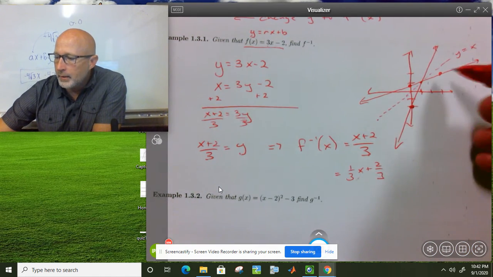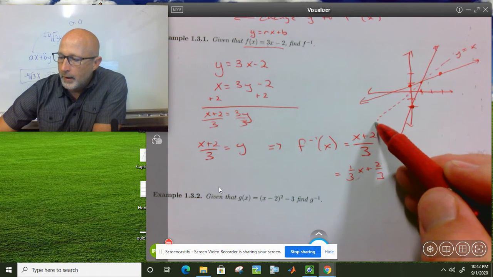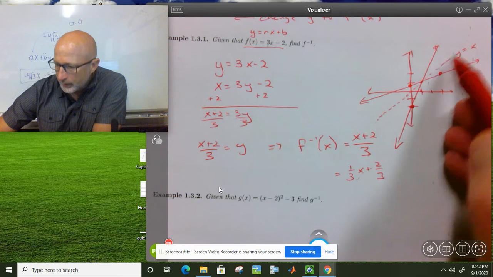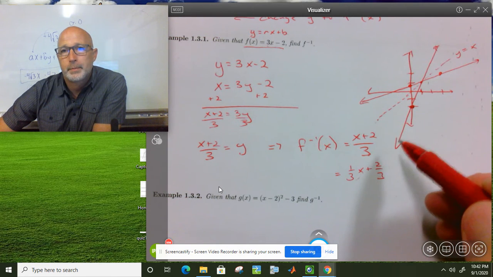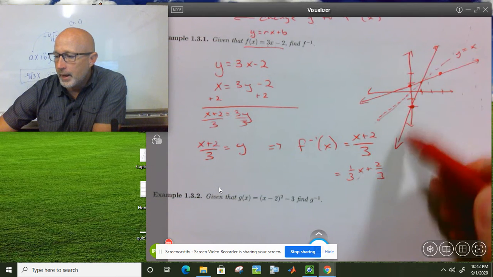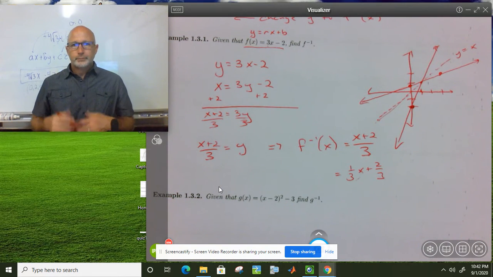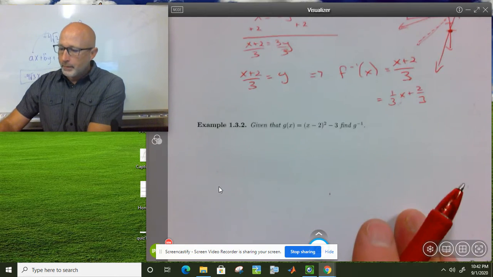So you can see that this line right here is a reflection over this line, which gives you that image. Okay, if you were to hold a mirror up right there, this line would turn into that line. Okay, let's do another practice problem.